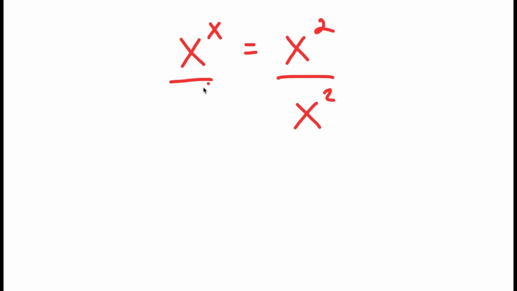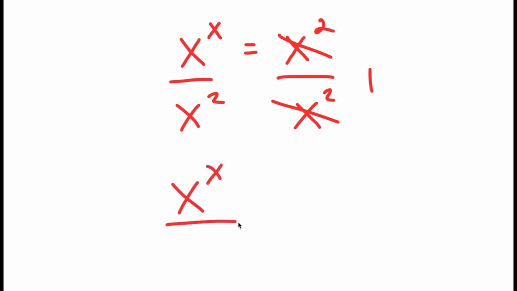Alright, so in this video, I'm going to solve the equation x to the power of x is equal to x to the power of 2. So, to solve this, I'm going to first start by dividing both sides by x to the power of 2. So then these two cancel out to get 1, and I get x to the power of x over x to the power of 2 is equal to 1.